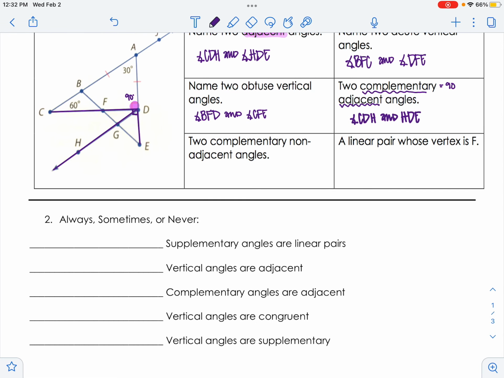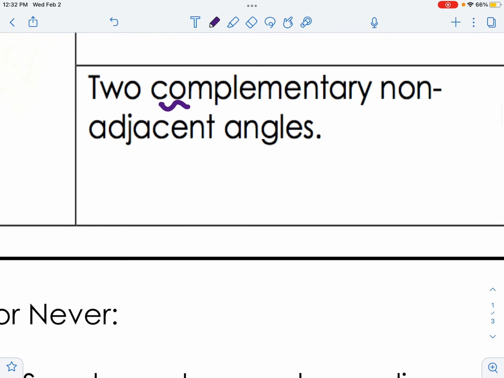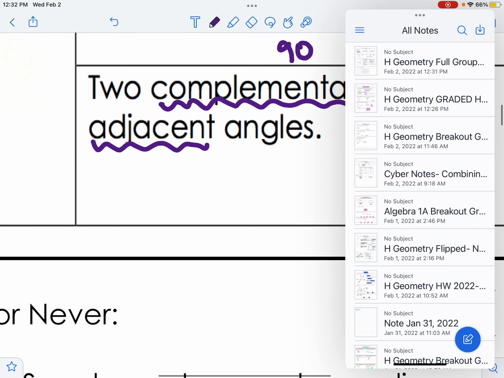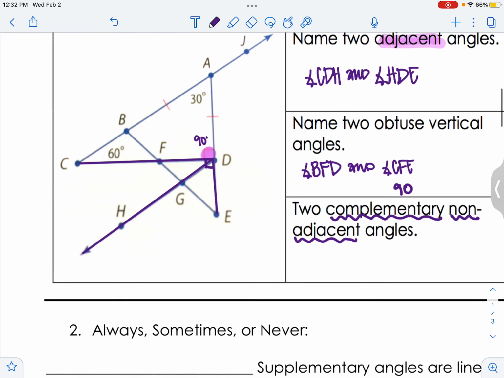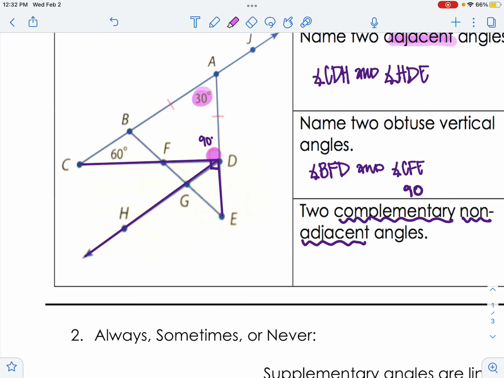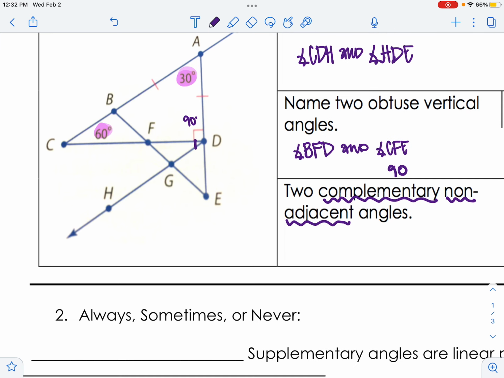Okay? All right, last two here. Now it says two complementary non-adjacent angles, right? So I need two angles that add up to 90 degrees, but non-adjacent means that they can't be touching. So I look at that picture, and I notice I only have two angles that are given numerical values, all right? So the 30 degrees and the 60 degrees. And so if I add those together, I get 90 degrees. So the two angles that are non-adjacent and complementary would be angle BCD and then angle BAD.